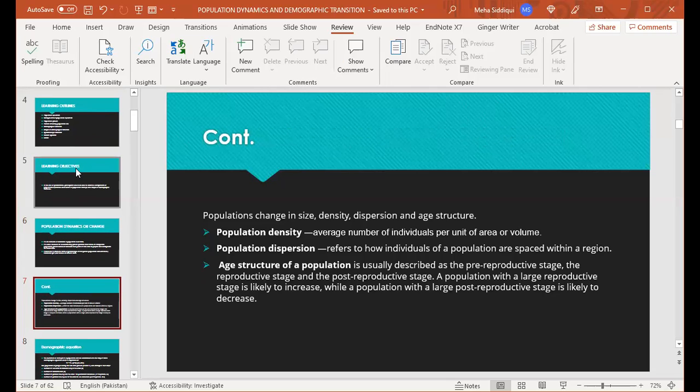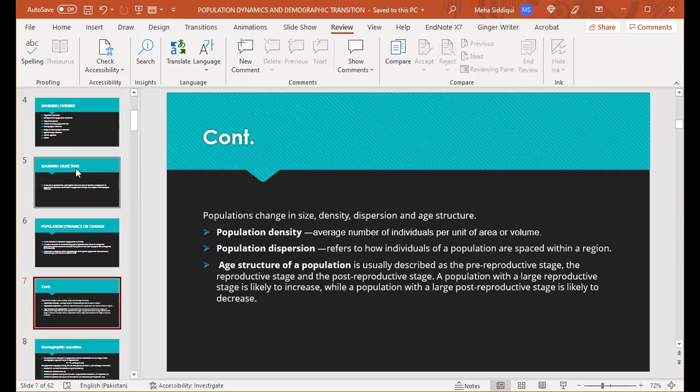Now, populations change in size, density, dispersion, and age structure. Now, what is population density? It is an average number of individuals per unit of area or volume. Population dispersion refers to how individuals of a population are spaced within a region.